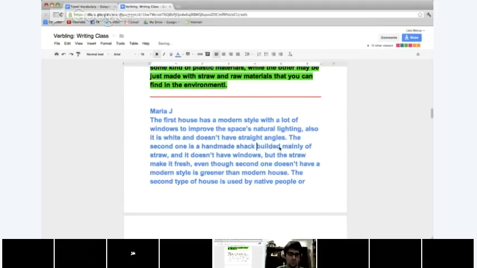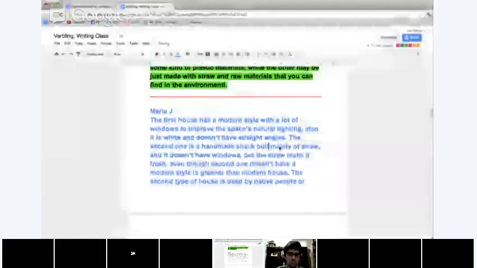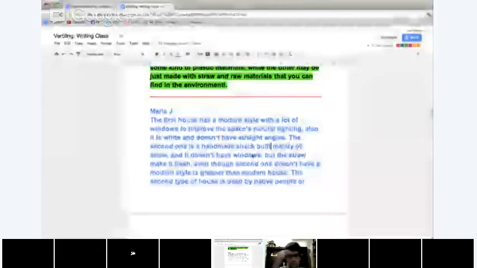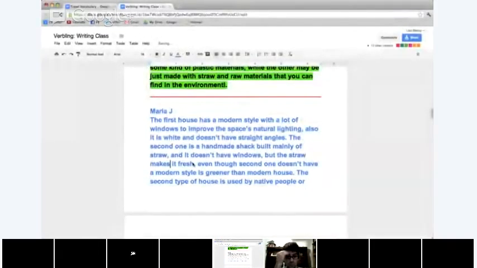You could say built mainly of straw, and it doesn't have windows, but the straw makes it, I know what you mean by fresh, but we would say airy inside. Yeah. And then I would start a new sentence.